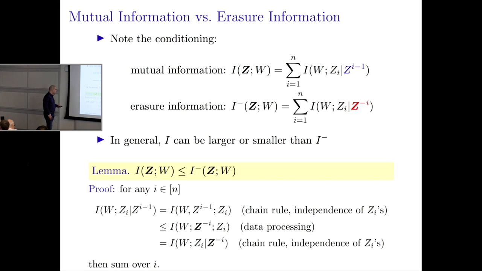Pick an index i, and let's look at the ith term in the mutual information, this conditional mutual information. Because the Zs are independent, the mutual information between this tuple of i minus 1 elements of Z and Zi is 0. So by the chain rule, you can rewrite it as this unconditional mutual information. Then by data processing, if I append the rest of the elements, from i plus 1 to n, this is going to increase my mutual information, so I get this inequality. Then I do the same thing in reverse: I apply the chain rule and end up with this conditioning. Term-wise, this thing is smaller than that, so I sum these up and end up with my inequality. So it turns out mutual information is smaller than erasure information.